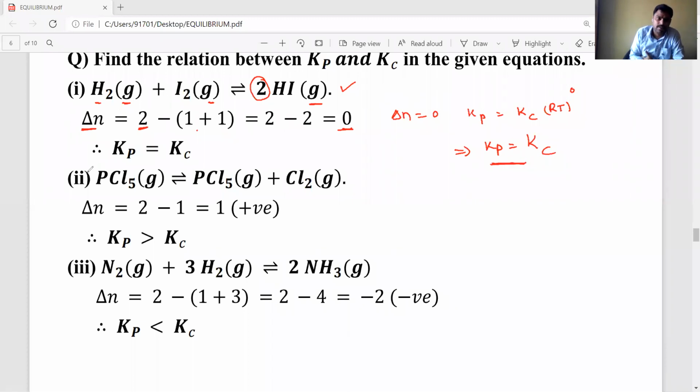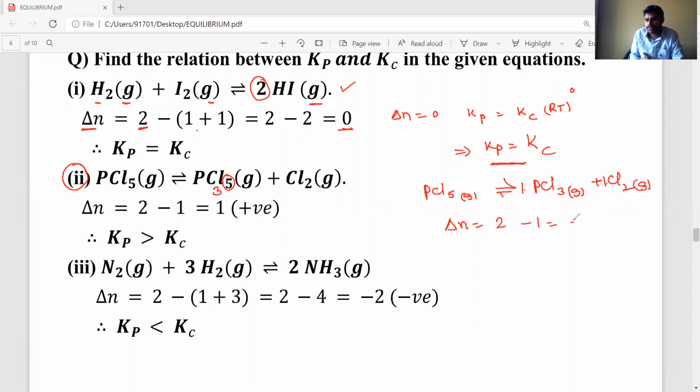Let's see the second example. What they have given, decomposition of PCl5, sorry, there is a printing mistake, it is PCl3. Decomposition of PCl5 gas decomposes to give PCl3, phosphorus trichloride gas, and Cl2 gas. For this case, delta n: on the product side 2 moles are there, 1 mole of PCl3 and 1 mole of Cl2, total 2, minus 1 is equal to plus 1.